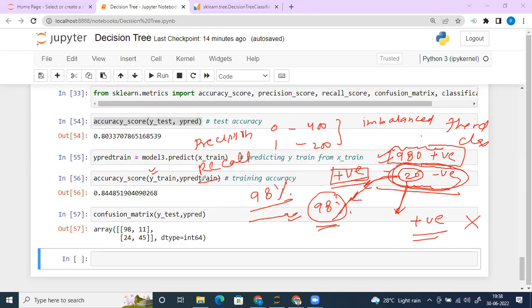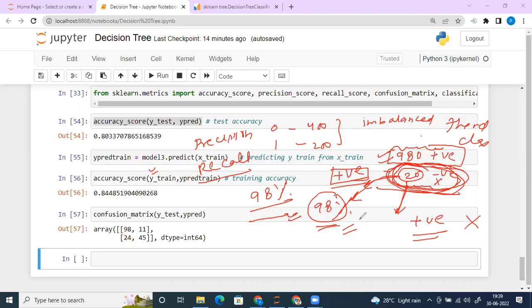When my data set is imbalanced, which metrics will you use? Accuracy is 98%, but is it able to predict this class? No, because there are very few data points. It always performs well on the class with more data points. So performance is good on positive but not on negative. It seems like a 98% model, but it is not able to predict these 20 points. My model is very bad.